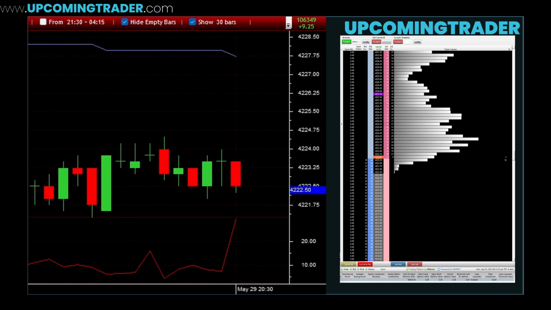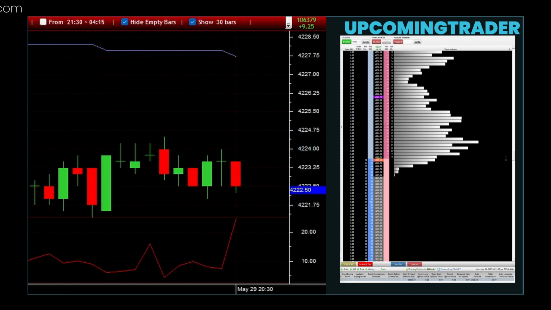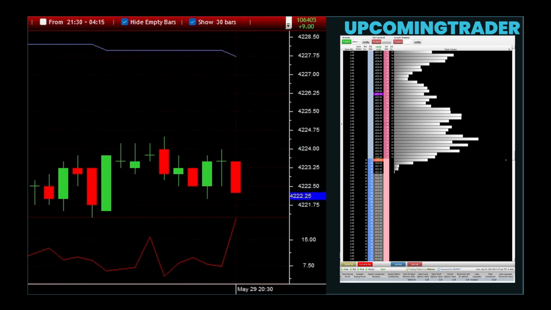Traders might use this pattern to look for short opportunities if the price moves back to the point of control or resistance levels. Another important pattern to recognize is the double distribution profile. This profile has two distinct peaks of high trading activity, often separated by an area with little activity. This pattern suggests that the market has re-evaluated its fair value and moved to a new price range.